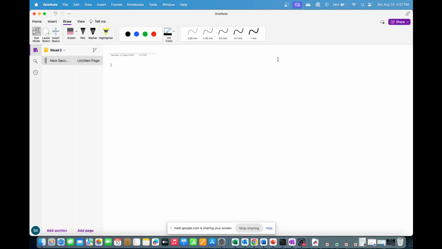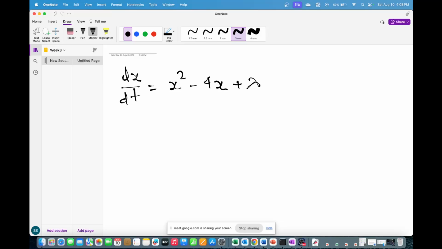Okay, so let's take this example first. Say you are given a differential equation like this: dx/dt equal to x square minus 4x plus lambda. Here lambda is given as your parameter, and you are asked to draw the bifurcation plot for this ODE.